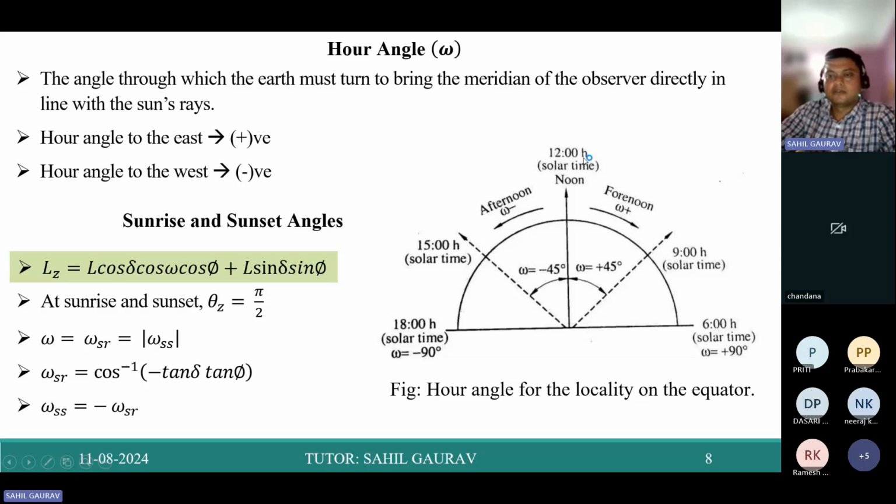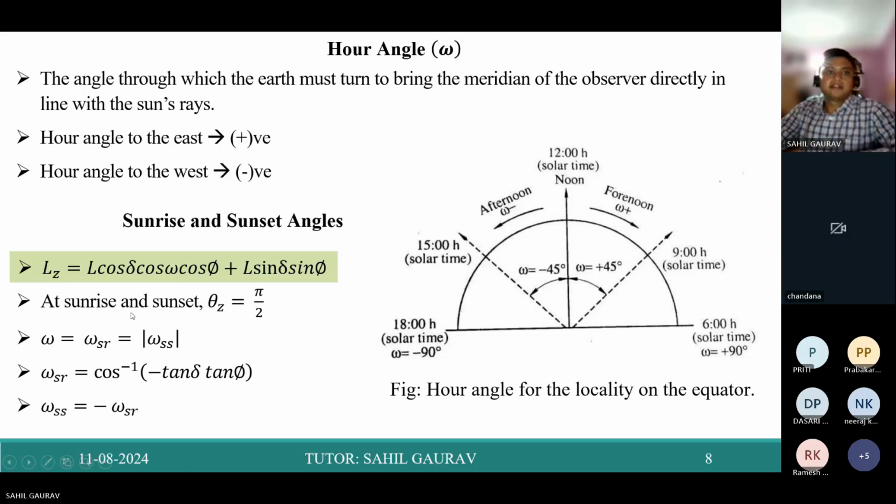So here, if we take 12 noon to 9 a.m., then this angle becomes plus 45 degrees. Now, if we go to the west side, then the hour angle is negative, and if we go to 3 p.m., then its angle is minus 45 degrees. The length of day for a locality on the equator is 12 hours, so this hour angle is made with respect to a locality on the equator.